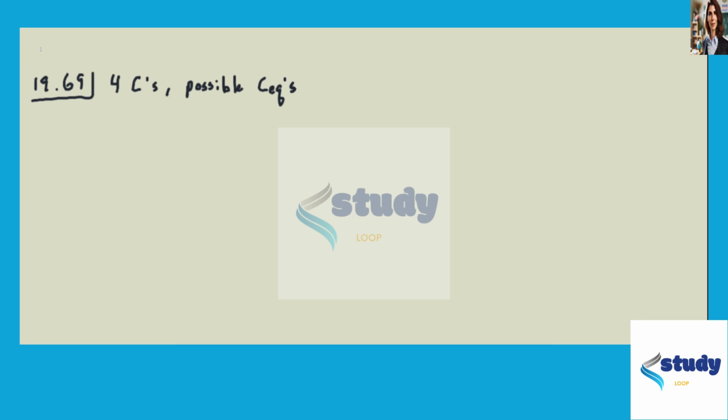19.69. So if we have four identical capacitors, what are all the possible equivalent capacitances we can produce with those? It turns out there are 9, so we'll be here for a little bit.